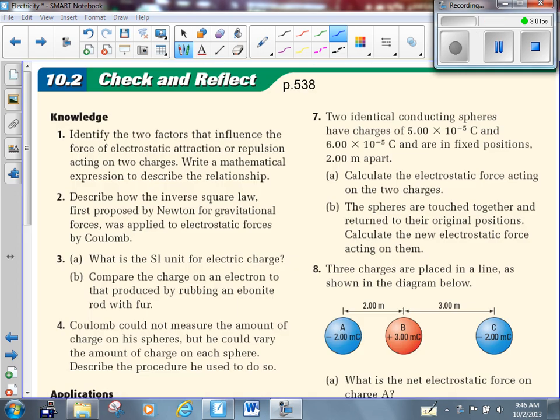I'm going to assign a few questions for you to work on for homework here tonight, okay? I'd like you to do the following questions on page 538, please.